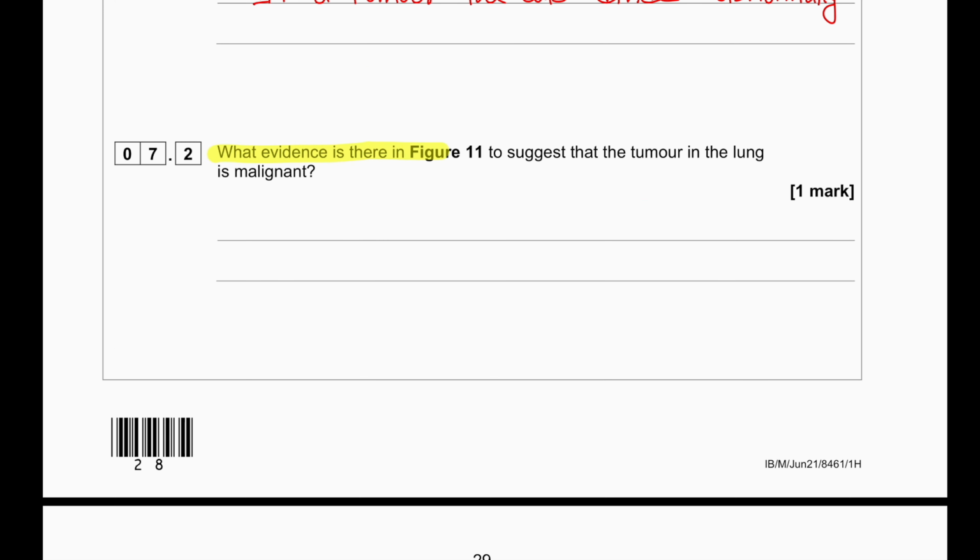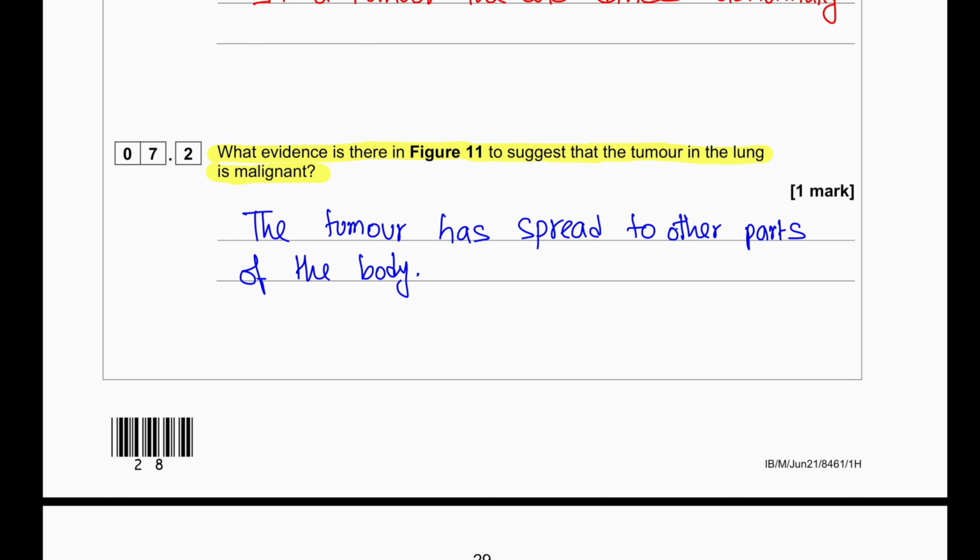What evidence is there in figure 11 to suggest that the tumor in the lung is malignant? A tumor that is malignant spreads to other regions of the same person's body. So the tumor has spread to other parts of the body.